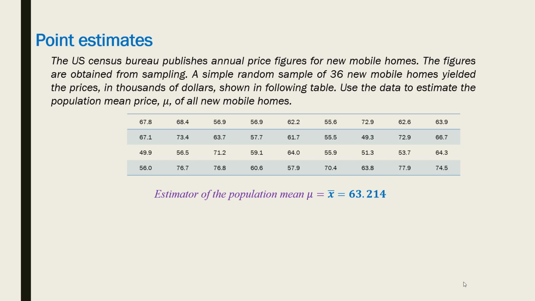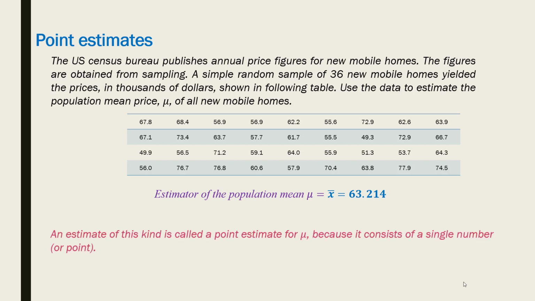So you know how to find the x bar. Add all values together and divide up by number of values, which is 36. Then answer is 63.214. An estimate of this kind is called a point estimate. Why do we say point estimate? Because it consists of a single number, just a point. Therefore, we call it a point estimate.